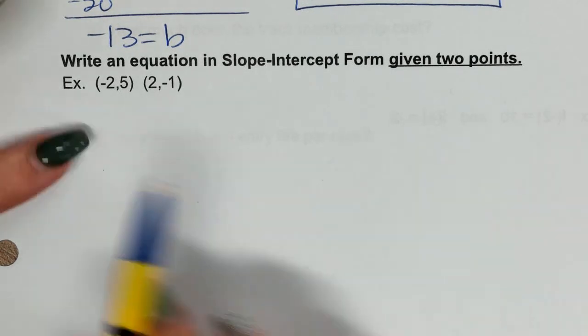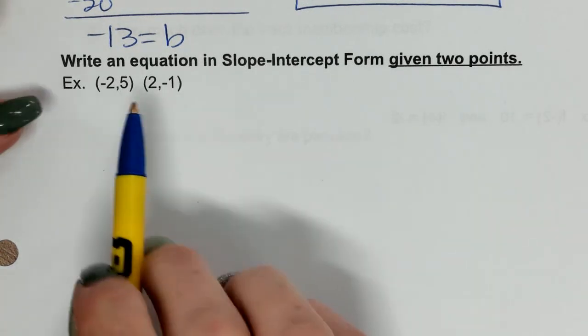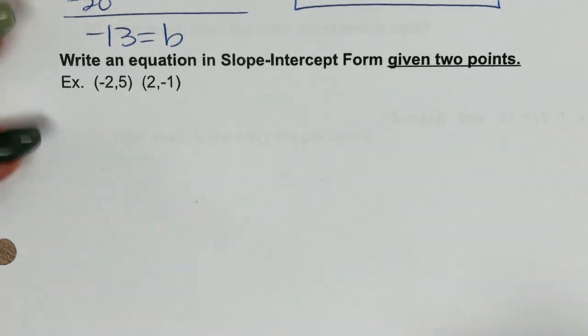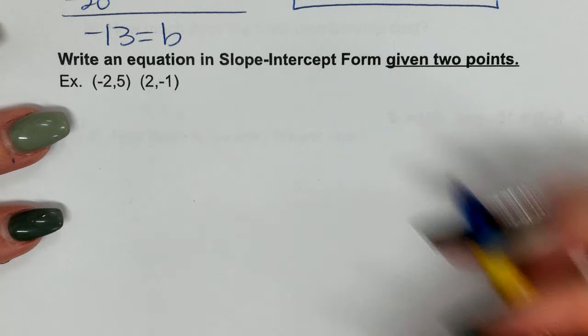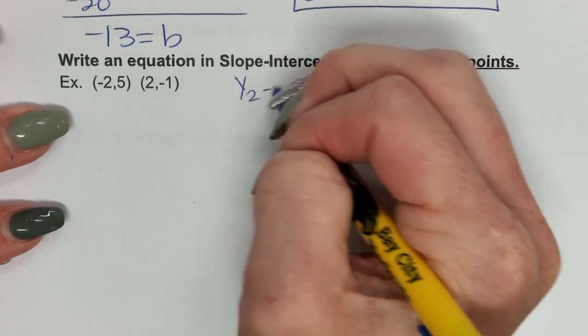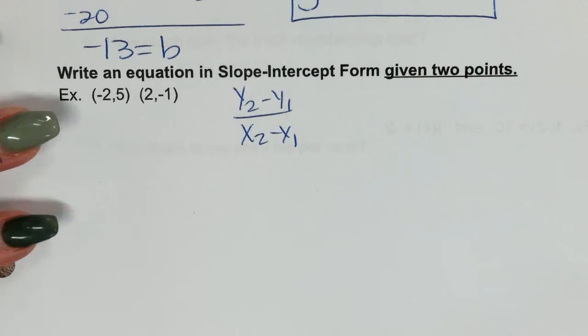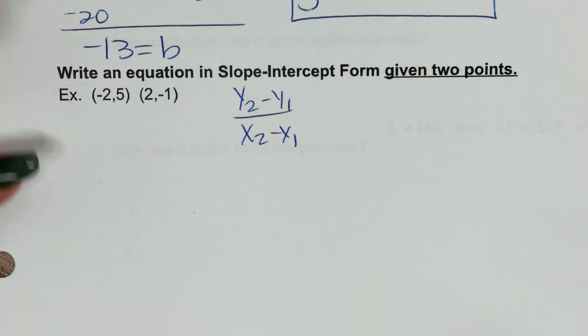Okay? All right, here we go. First step, I need to find the slope. So what's the slope formula? y2 minus y1 over x2 minus x1. All right, somebody set it up for me.